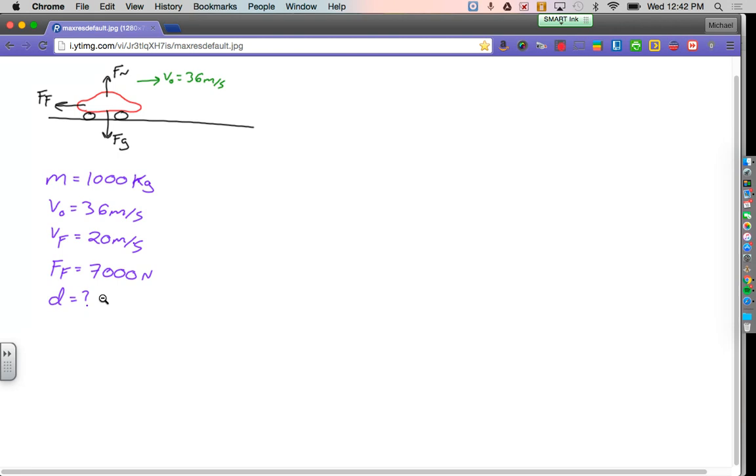We're going to use the work energy theorem for this. The work energy theorem says the total or net work on the car is going to equal the change in kinetic energy of the car. Which force on the car is doing the work? That would be the force of friction, because that's the one trying to slow it down. So the work done by friction is the force of friction times the distance that friction operates.